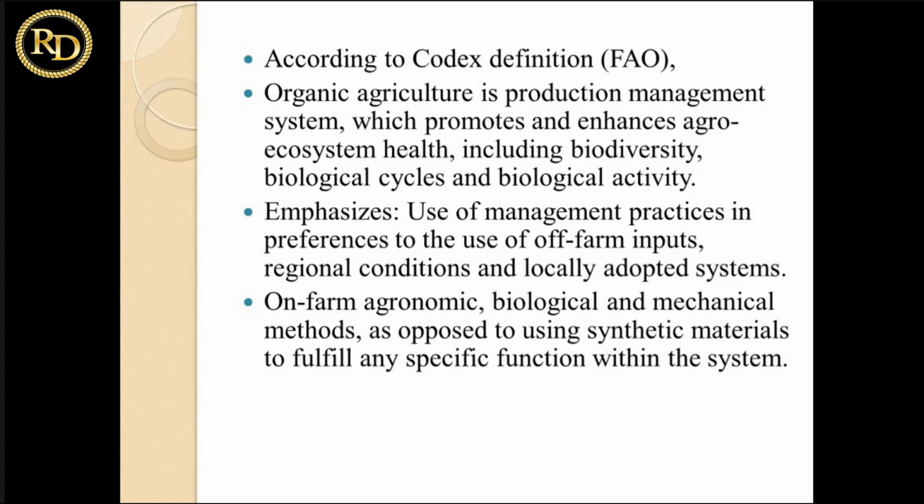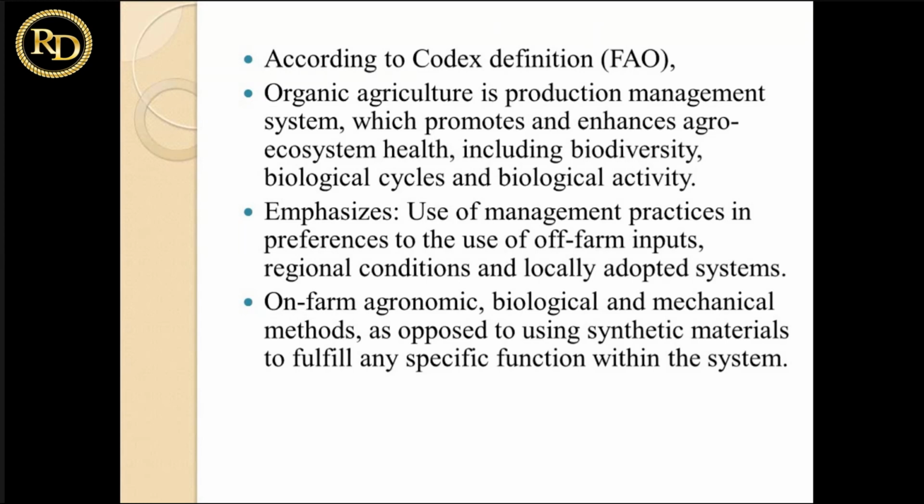Whatever material we are going to use in this production management system, it should promote and enhance agro-ecosystem health. That means agro-ecosystem health should not be deteriorated. We have to maintain the ecological balance. And in that case, we have to go for biodiversity, biological cycles, and biological activity. So see, USDA has already given one definition. From the same forum, another definition has been given. In this, it is very wide now. It talks in terms of biodiversity, biocycles, biological activity, and agro-ecosystem health. So these are all related to organic culture.